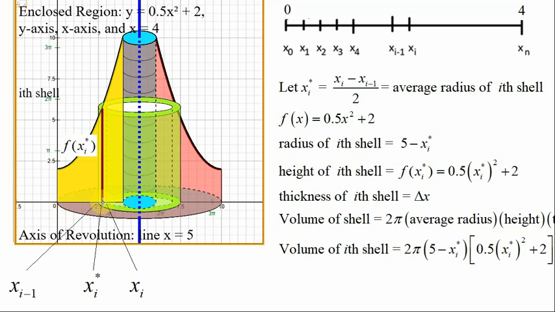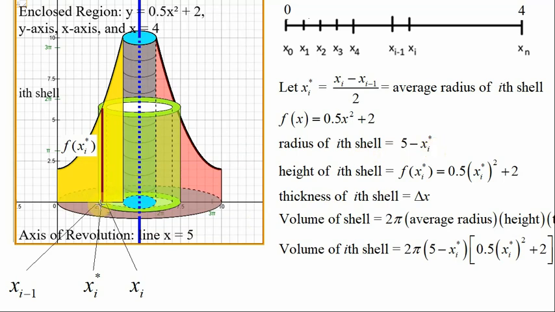But notice that the distance from here to here is not the radius of this shell. The radius of this shell is the distance from the line x equals 5 to here. The distance from here to here is 5, and the distance from here to here is x sub i star, and therefore the radius of this shell will be 5 minus x sub i star.